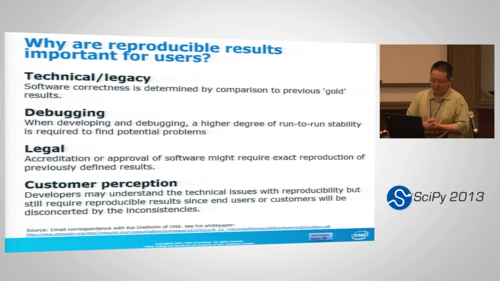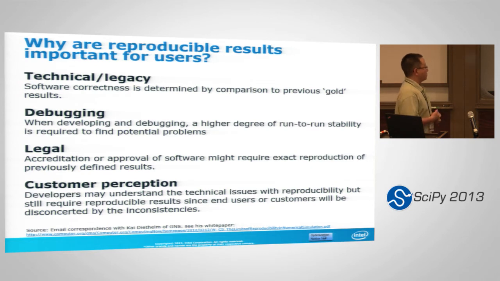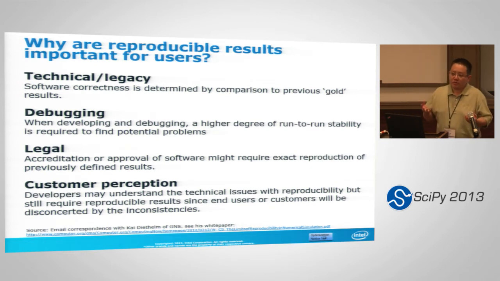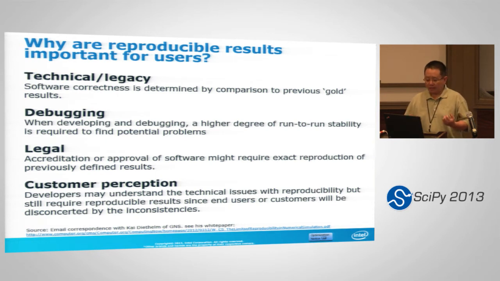So that's the legal reason. And of course, there is customer perception. A lot of newer generations of computer scientists do not necessarily have a very robust background in floating point computation. So sometimes they just don't get it.